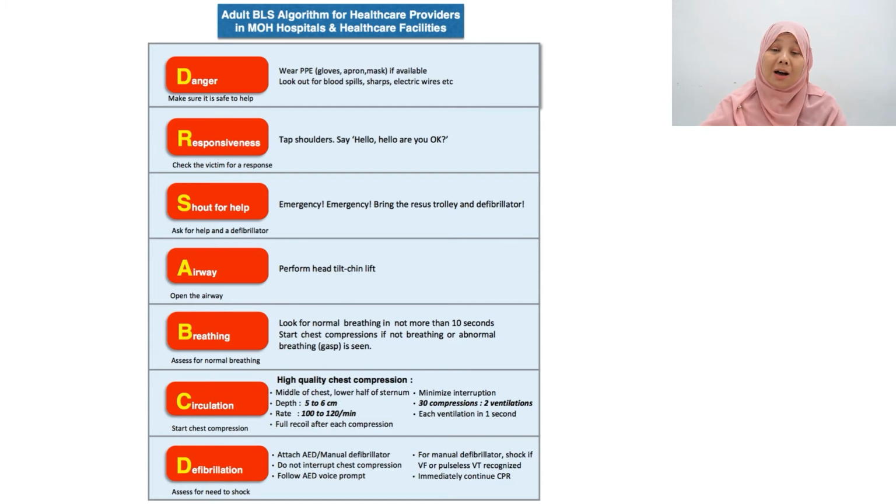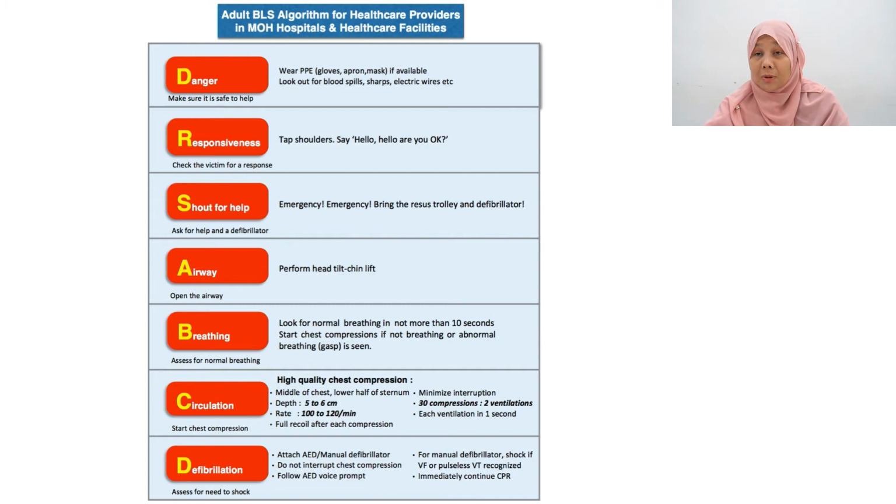Remember that we are to do high quality chest compression. The location would be at the middle of the chest, lower half of the sternum, at a depth of 5 to 6 centimeters, with a rate of 100 to 120 beats per minute. Remember to allow full elastic recoil of the chest after each compression to minimize interruption. Remember that the compressions are 30 compressions to 2 ventilations, where each ventilation is given over 1 second.